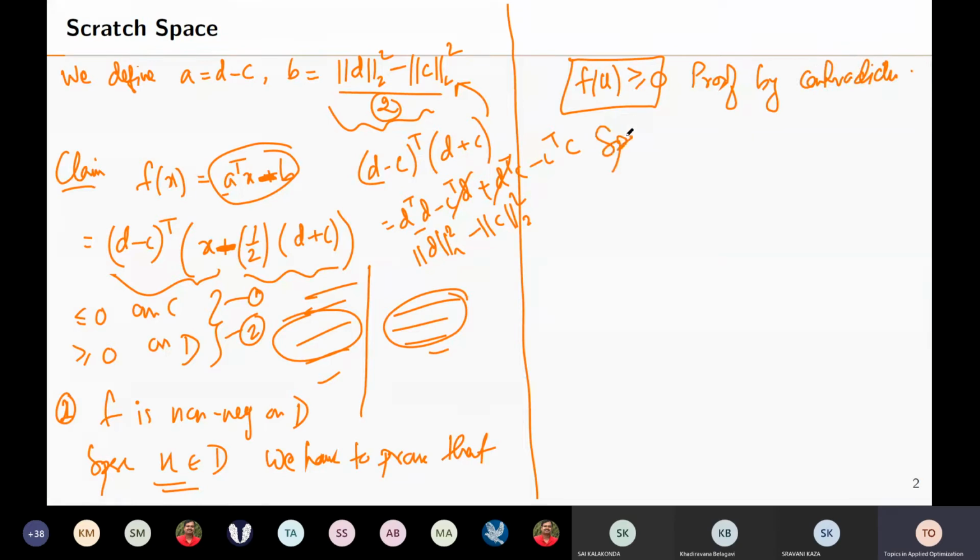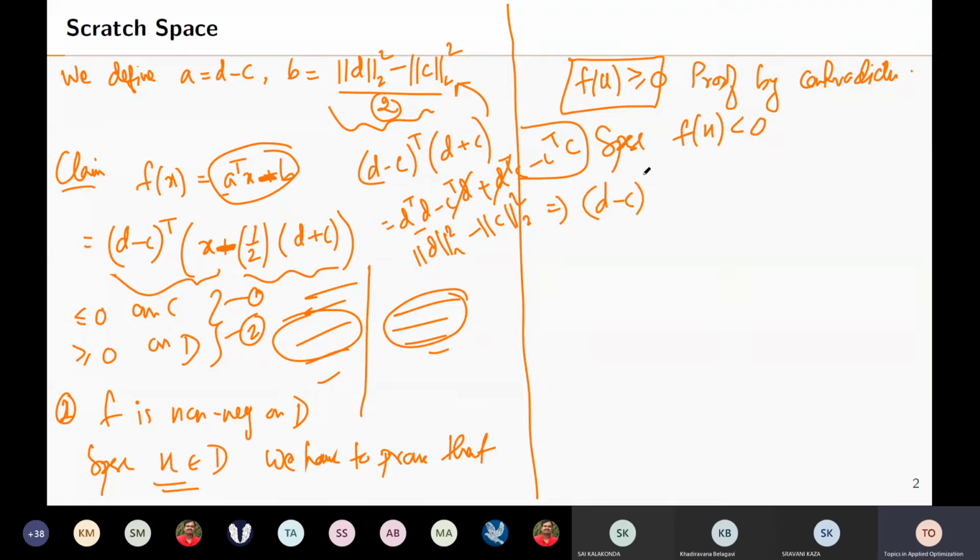So suppose f of u is less than 0. On the contrary, suppose f of u is less than 0, then I should arrive at something contradictory. So what will happen? This would imply, so I substitute the u there. If I substitute the u there, then what will happen?